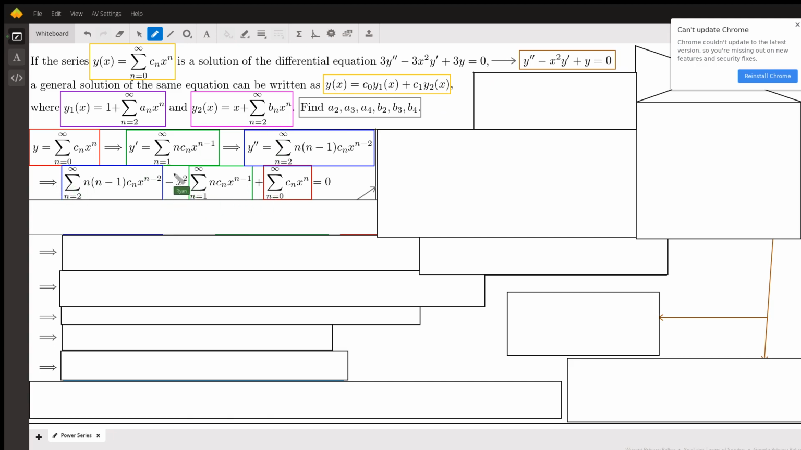Now we're just going to take this minus x squared and put it inside of this sum here. So we're going to put a minus here, and then the x squared times x to the n minus 1, that's just adding 2 to the exponent, so it'll become x to the n plus 1.